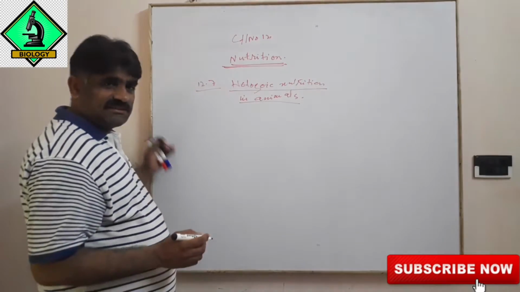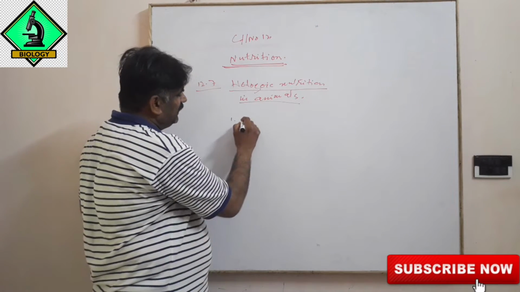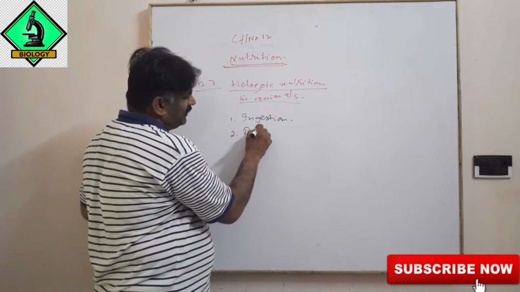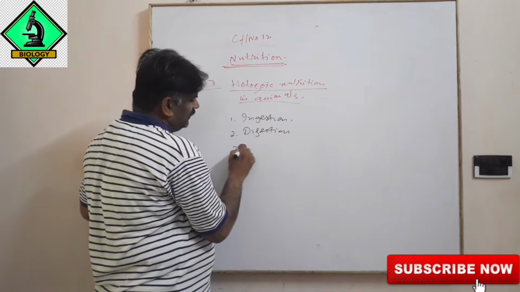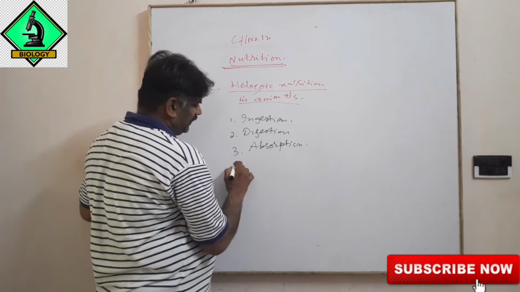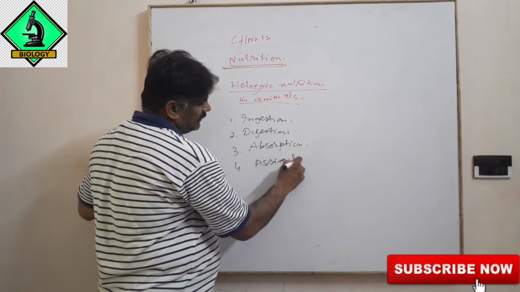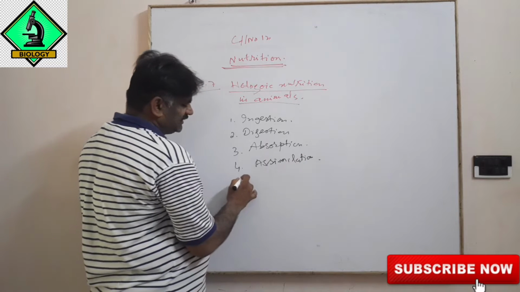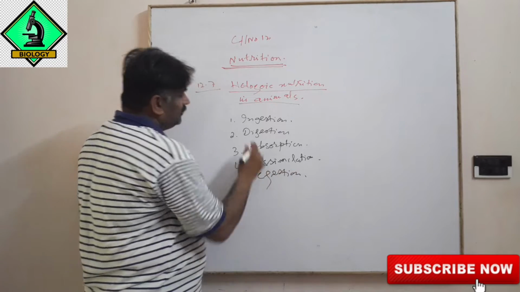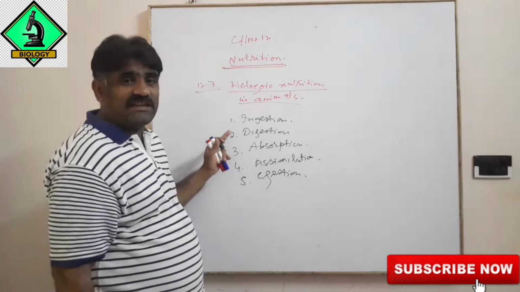Now let's discuss the basic steps of holozoic nutrition. The first basic step is ingestion, and second is digestion, and third is absorption, fourth is assimilation, and the last step is egestion. So these are the 5 basic steps in the holozoic mode of nutrition in animals.